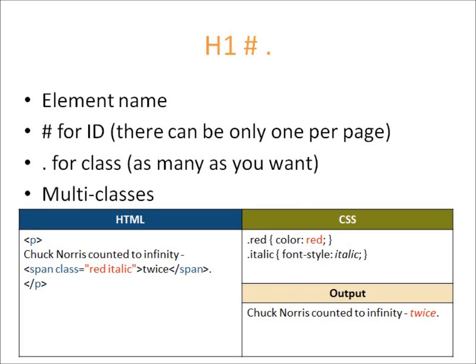Use class, and you're not stuck with just one class. You can use multiple classes. You just separate them with a space. So you could have a rule for red and a rule for italic, and you can apply both of them to the same span element.